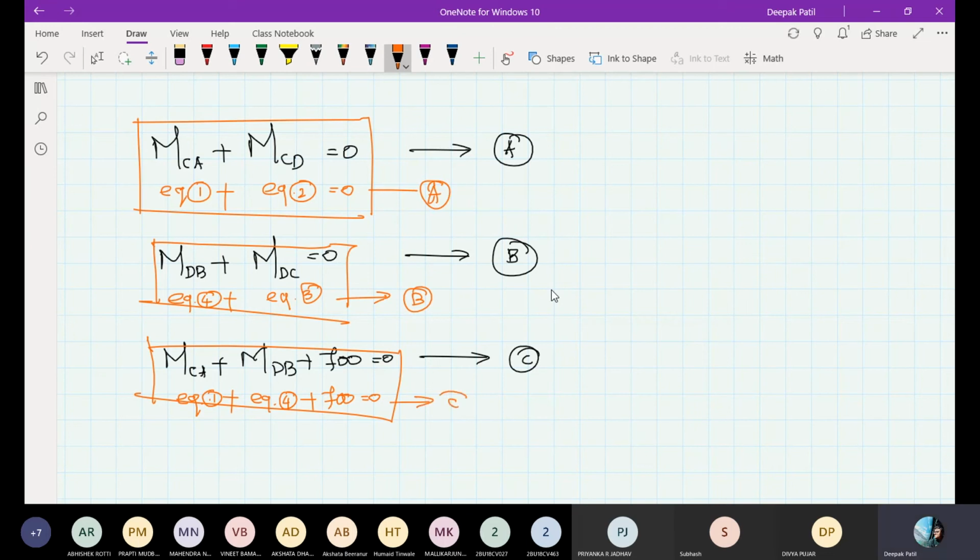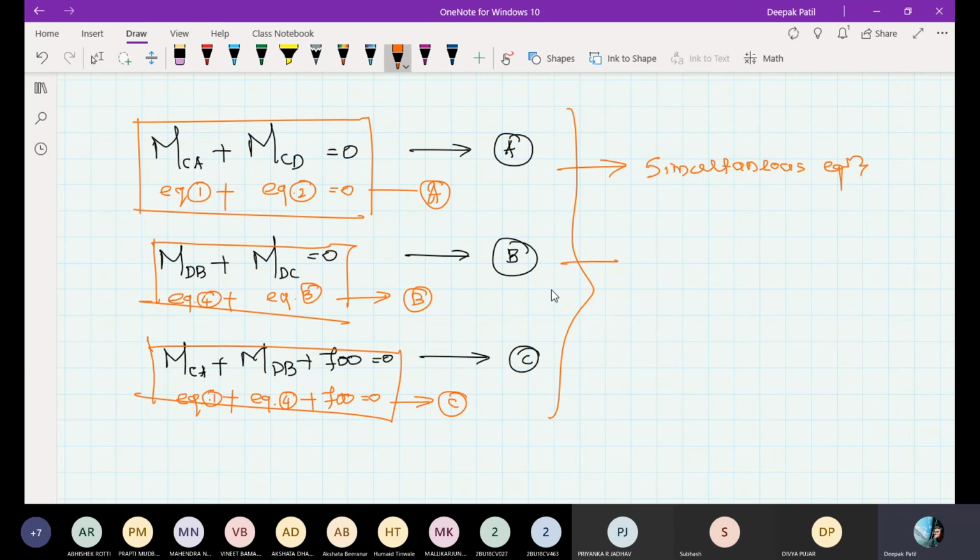If you substitute the moments which you have found in the slope deflection equations, you will get 3 more equations. Now what are these 3 equations? What kind of equations are they called? 3 equations, 3 unknowns. They are called simultaneous equations.